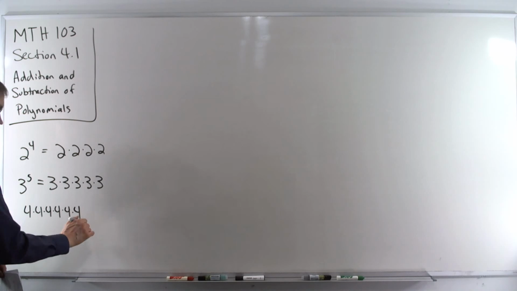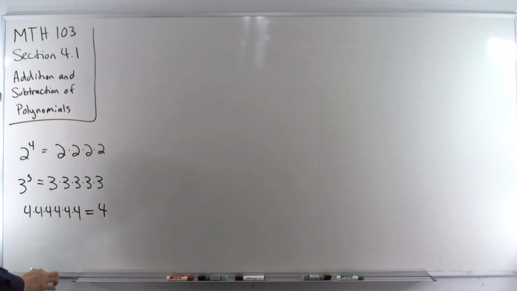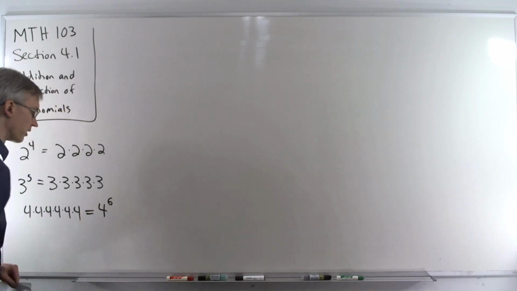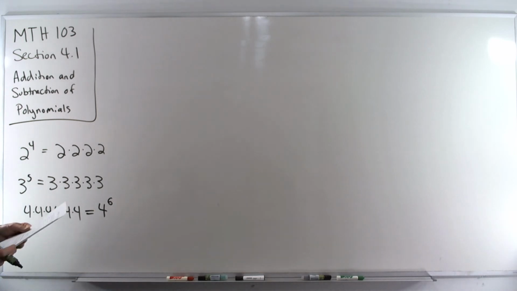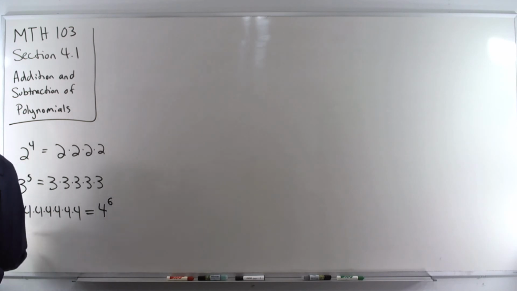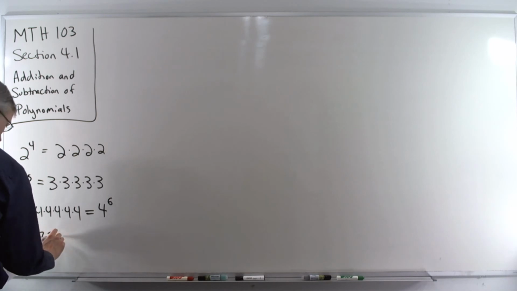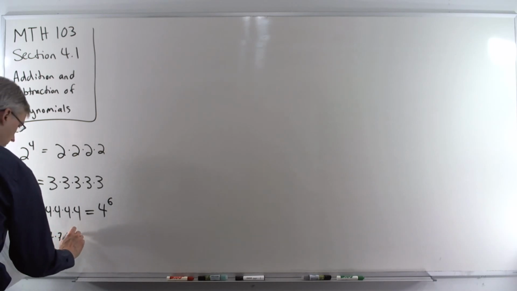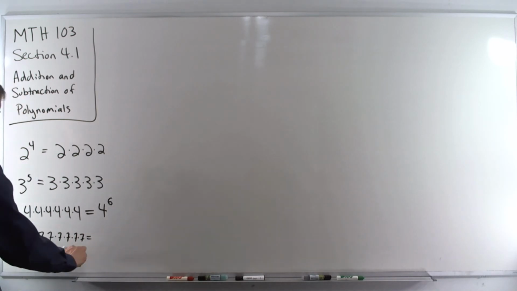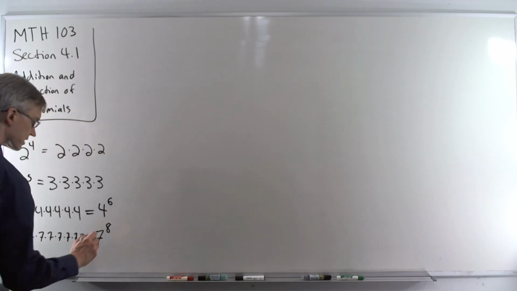So in order to write this in exponential form, 4 is the number being multiplied, so 4 is the base. And we'll count them up, 1, 2, 3, 4, 5, 6. We have 6 4s, so the exponent is 6. 4 to the 6th power. Your turn. Write that series of 7s there in exponent form. So 7 is the number being multiplied, so 7 is the base. And we have 8 of them. 7 to the 8th power.